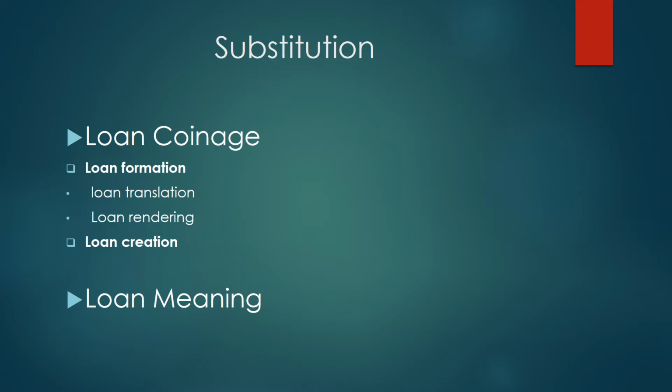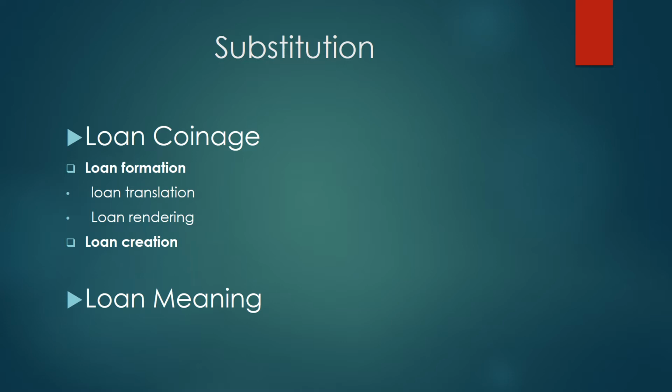In substitution, we have a loan coinage and loan meaning. Loan coinage is further divided into a loan formation and loan creation. And we have further division in loan formation, which is loan translation and loan rendering. Loan translation is the translation of all the word elements of the foreign word, whereas a loan rendering is the translation of part of the elements of the foreign word.